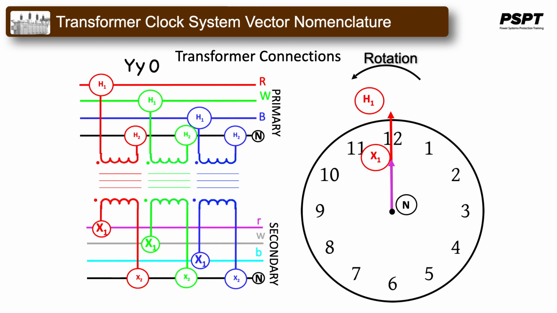The clock system nomenclature would be then YY0. We could have also said YY360, but normally we just choose 0 instead of 360. It's much easier to write on a piece of paper, I guess. Notice also that the primary side is designated with a capital Y, where the secondary is designated with a lowercase y, followed by the displacement, which is 0.